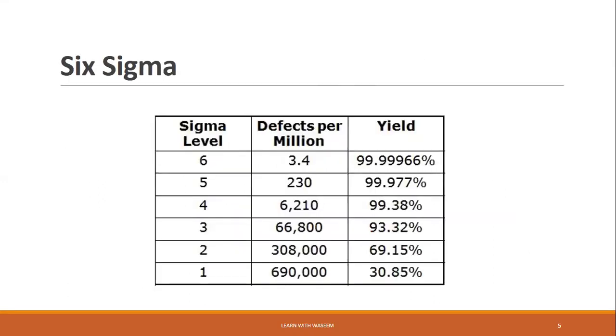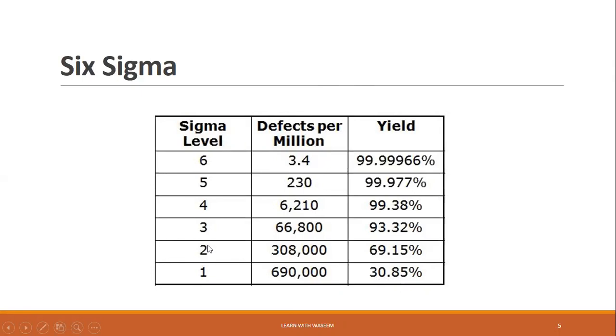So you can see here we have different sigma levels in the first column of the table. The second column of the table represents defects per million, and the third represents the accuracy or the yield. So 1 sigma means 690,000 defects per million items. That means that in 1 million items, 690,000 defects are possible. So its yield would be 30.85%.